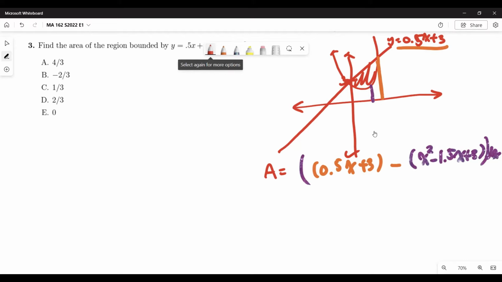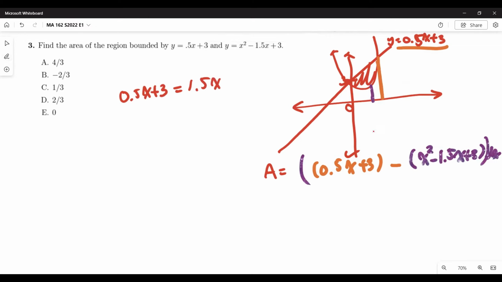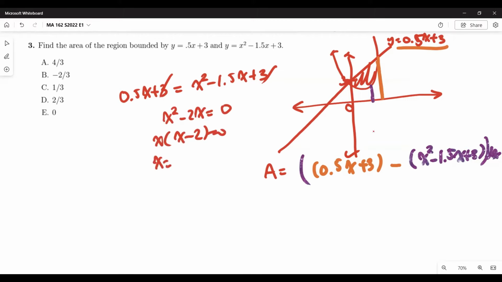And we want to find the intersection points. So we set 0.5x + 3 = x^2 - 1.5x + 3. So the 3 cancels out. x^2 - 2x = 0, x(x - 2) = 0. x becomes 0 and 2. So the intersection is 0 to 2. I'll rewrite this: A = integral from 0 to 2.